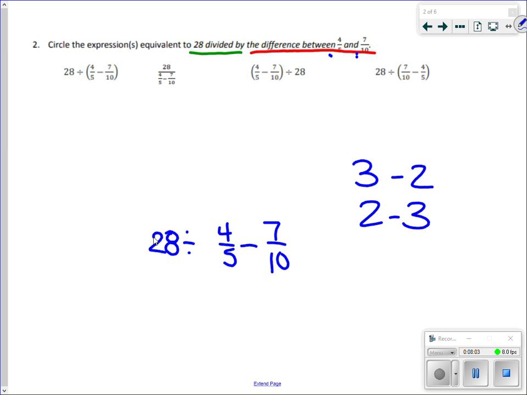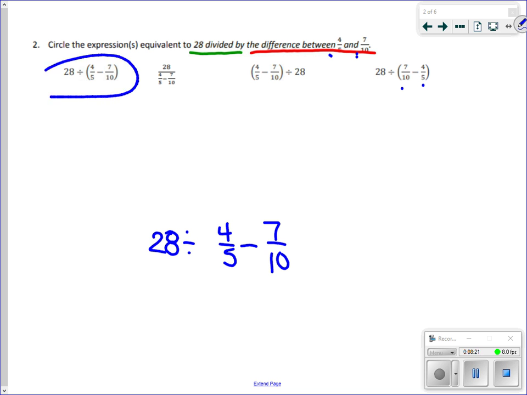This one flip-flopped them, so you cannot pick the fourth one. Yeah, it's got 28 divided by, but it flip-flopped your subtraction, so you cannot pick that one. So it would be the first one and the second one.